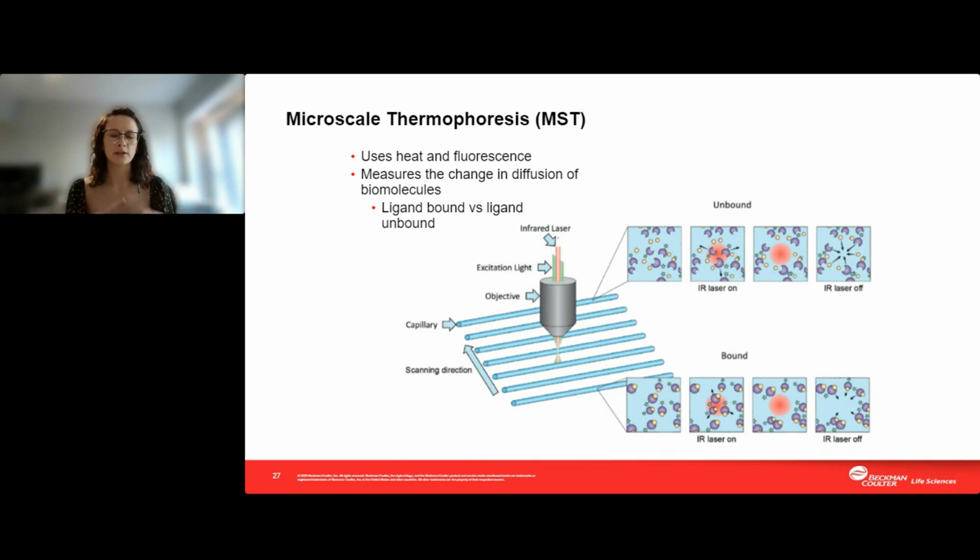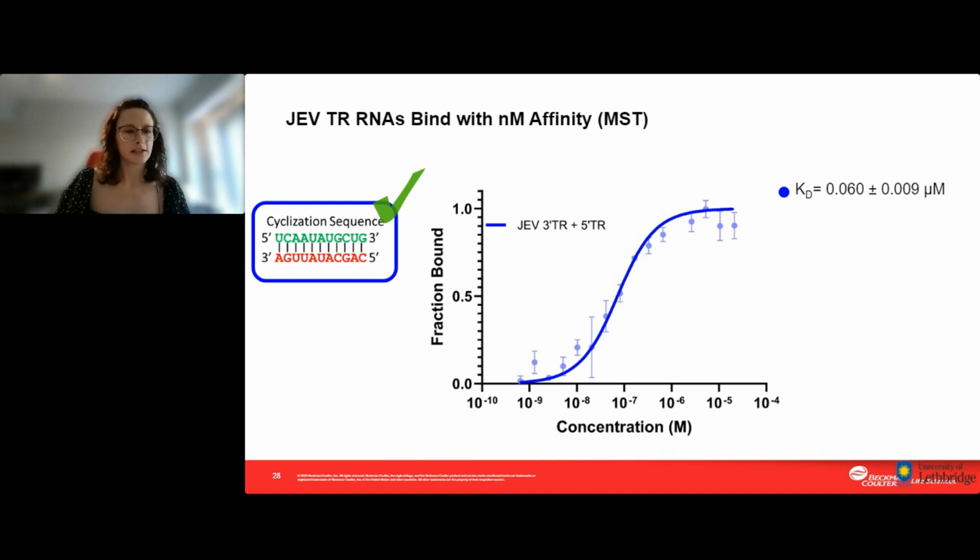This increased temperature at the area where the laser hits causes the samples to move away from that heated area, and then as the solution cools back down, the samples are going to diffuse back into it. And the diffusion rate is going to be different if the RNA is bound versus unbound. So using this, we're able to calculate a KD of our reaction. The first thing that was done was MST on the 5' and 3' UTRs mixed together, and it resulted in a KD of about 0.06 micromolar, which is a pretty good KD.